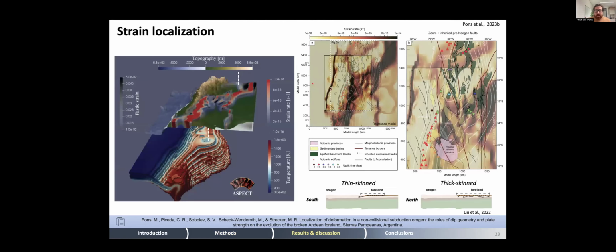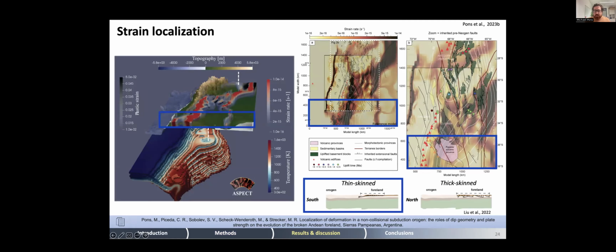So if we look at the resulting strain deformation at the surface, we can see that on top of the flat slab, the strain rate is accumulating in front of the flat slab. So the stress is transmitted at the front. This is what has been called the so-called slab bulldozing.